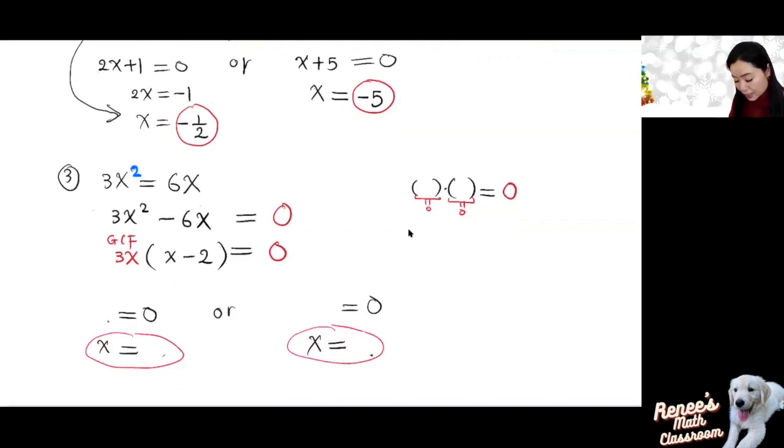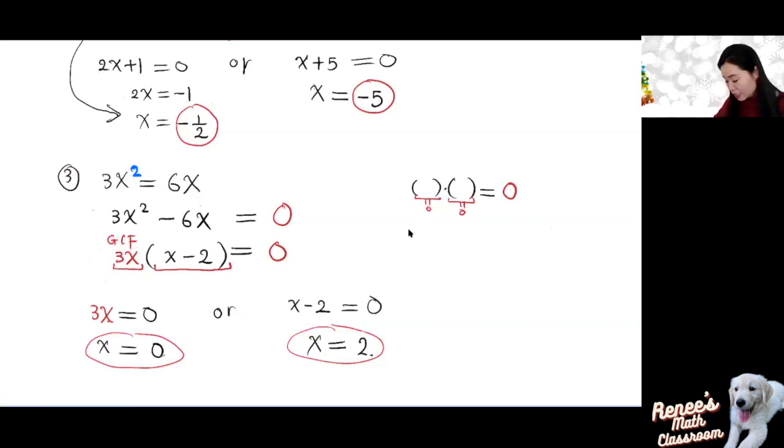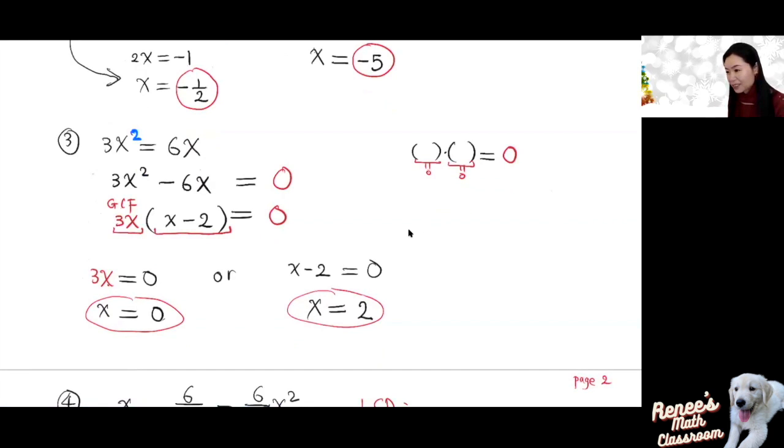So we can consider this as the first factor and this as the second factor over here. So these 2 multiplied equal 0. So we'll have either this first factor, 3x, equal to 0, or x minus 2 equal to 0, which is the second factor equal to 0. Solving for x, divide both sides by 3, x equals 0, right? And then here, add 2 to both sides, x equals 2. So you got 2 solutions.